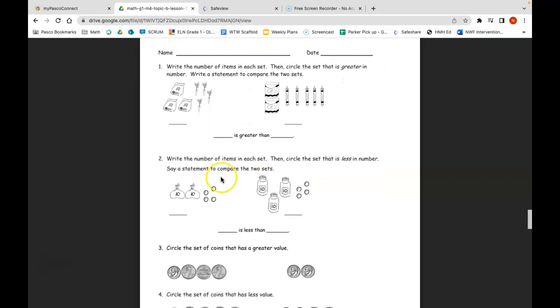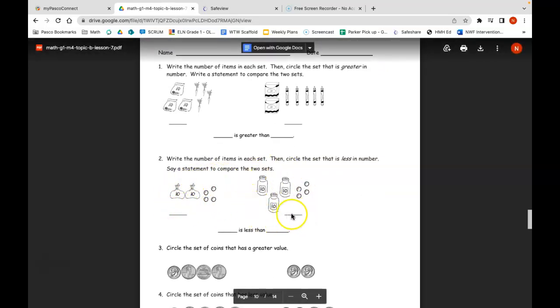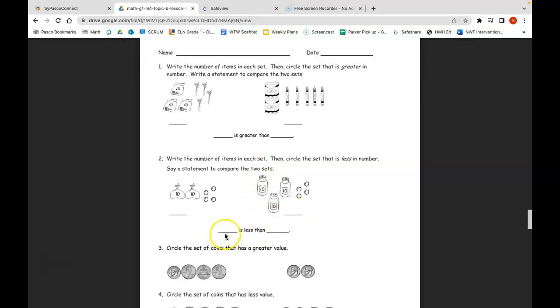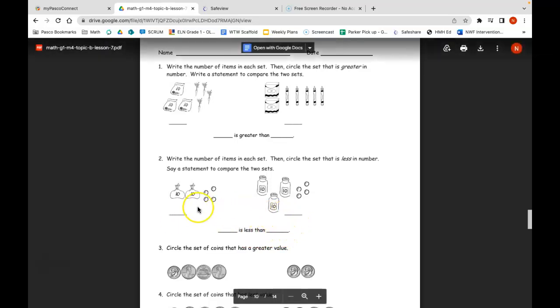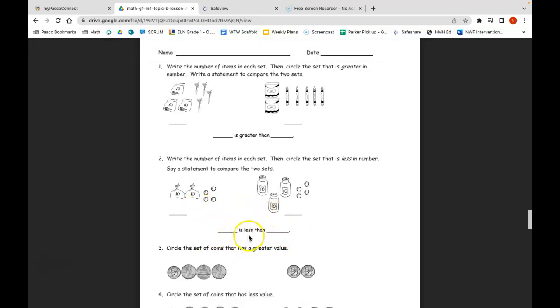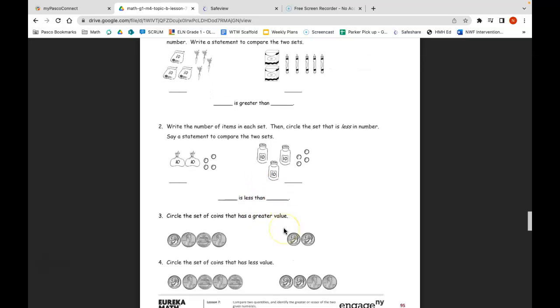Okay? Then down for this one, again, you're going to look at the picture, write the number that the picture represents, but this time we're going to write blank is less than blank. So your first number is going to be that smaller number. So blank is less than blank. Which one of these is the smaller number? Write that here, which is less than the bigger number that's written here.